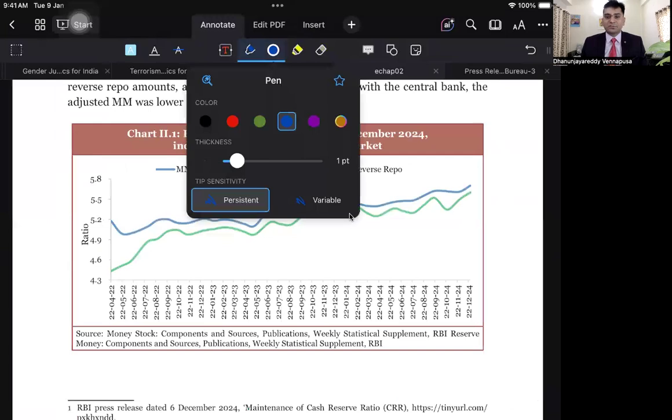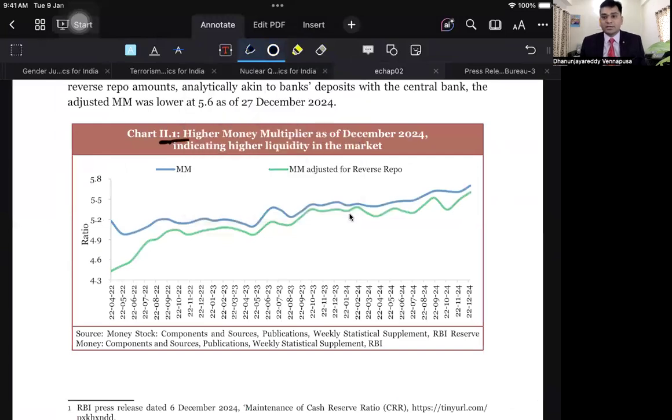This is the first one: higher money multiplier effect as of December 2024. The money multiplier has been increasing. What is the money multiplier, guys? The total quantum of economic activity that is generated by our M0 money is called the money multiplier effect. An increasing money multiplier effect means the economic activity in the country is increasing.